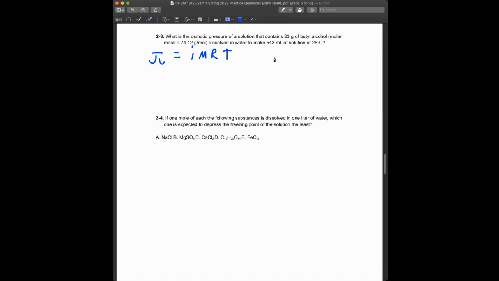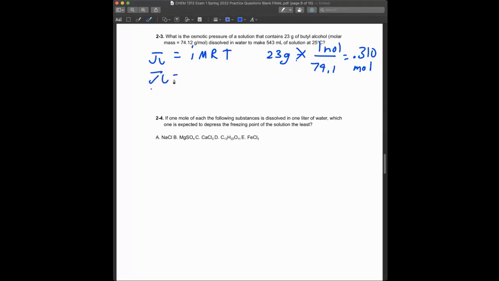So we kind of know the other values, so let's tackle the hard one first. We need to find molarity, right? So we know that molarity is moles over liters of solution. So let's find our moles of solute, which is the butyl alcohol. We do 23 divided by 74.12, and then 1 mole. That's going to be 0.310 mole.